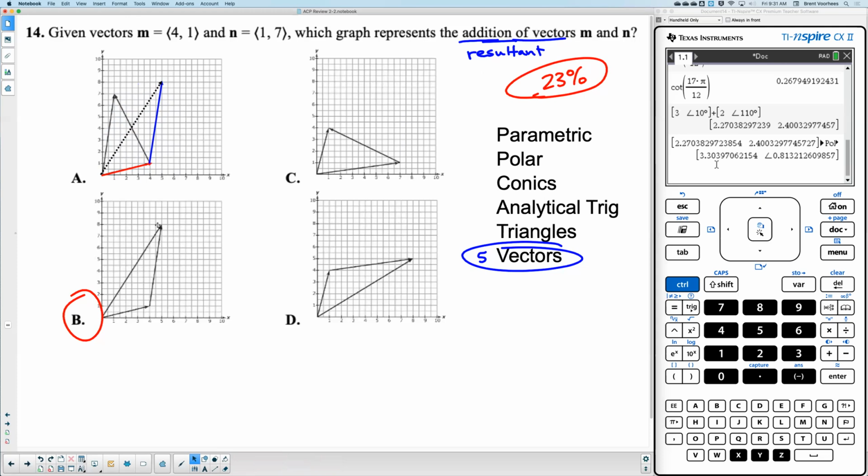All right. I believe that was the lowest scored test question on the entire test. Yeah, looks like it. Let me check the last one here. Yep, that was the lowest scored question.